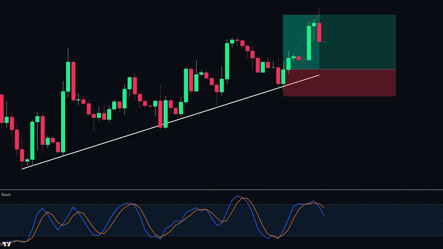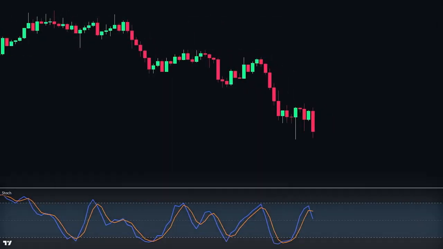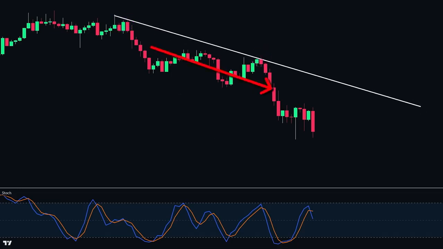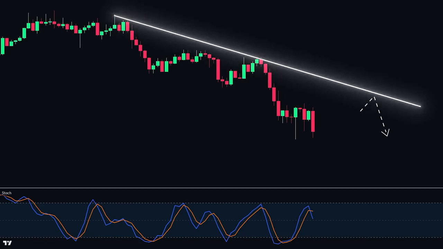Let's look at another example. In this chart, we already have our stochastic with the custom settings applied. Next, we can see an obvious trend line that we can draw at these swing highs, so just draw it right there. Now, since the overall trend is heading down, the setup we're looking for is price bouncing off this trend line to the downside. That's why we only draw the trend line above and didn't need to draw the one below.